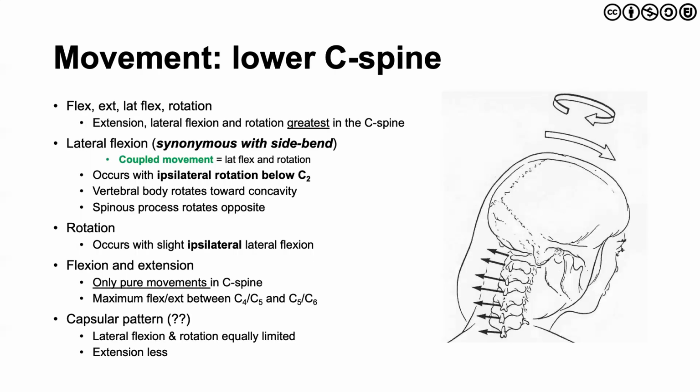And so with that, let's talk a little bit about that. Movement in the lower cervical spine is flexion, extension, lateral flexion, or side bend, and rotation. Extension and lateral flexion and rotation are the greatest in the cervical spine, as opposed to other areas of the body.